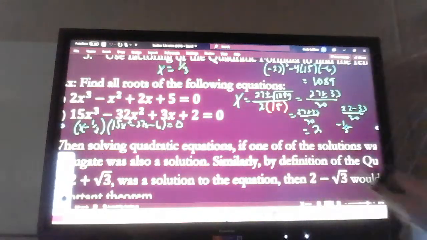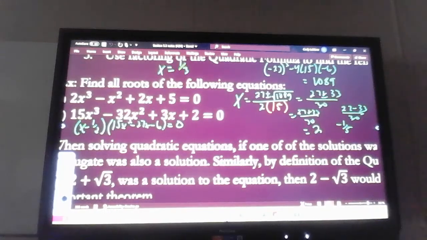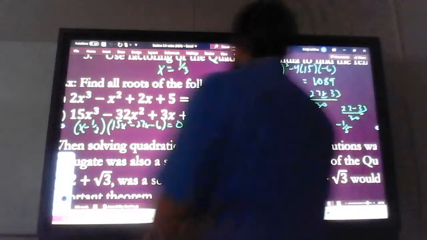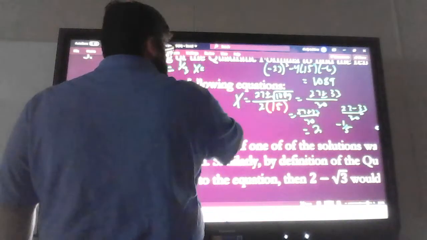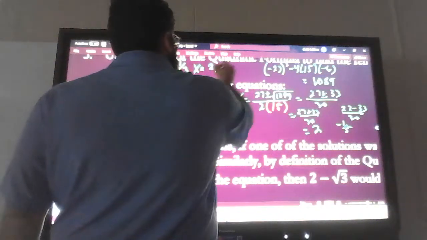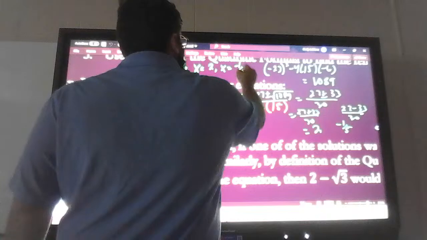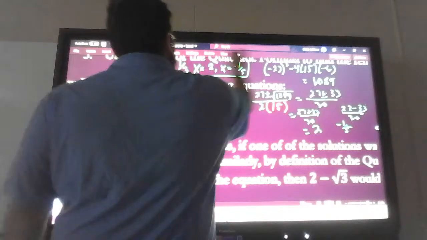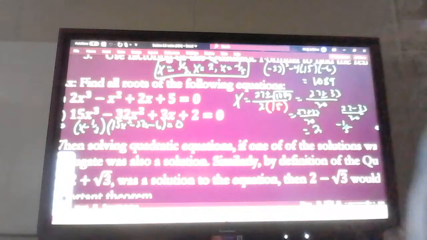Now, why did we see 2 as a potential root when we were using the rational root theorem? Well, we probably missed something when we calculated it. So even if you miss something, the quadratic formula, like I said, always works for anything. So I have 3 roots: x equals 1/3, x equals 2, and x equals negative 1/5. And there you go. There are the roots.